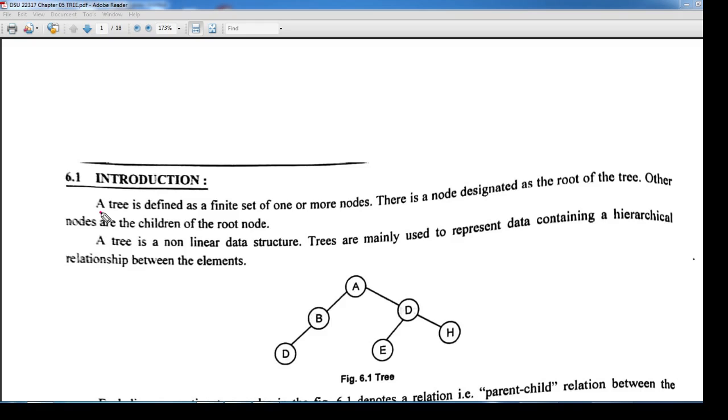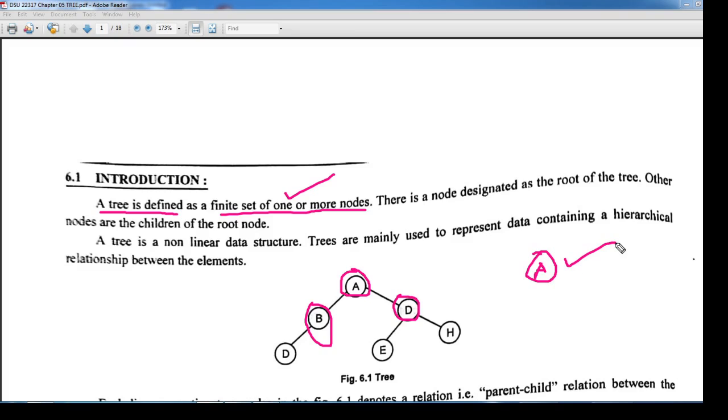A tree is defined as a finite set of one or more nodes. So there will be nodes in the tree. See the diagram. This A is called a node, B is called a node. So these are nodes. There can be only one node in a tree because the definition says one or more, right? So this is also an example of a tree.